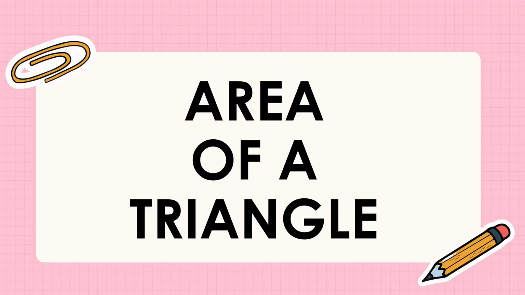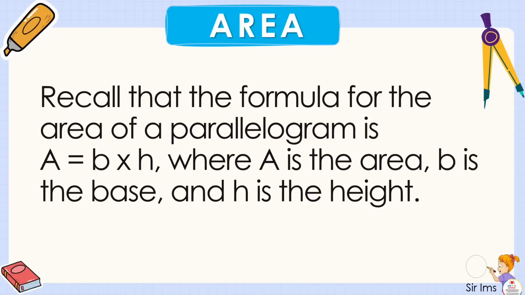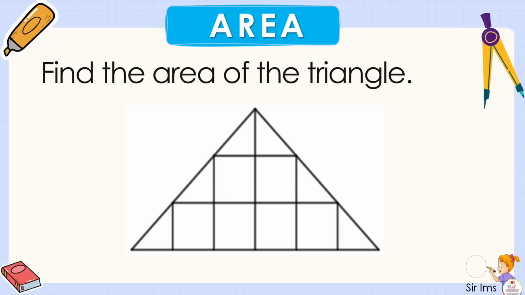Okay, so for day 3, we're going to discuss how we're going to find and solve for the area of a triangle. So let's recall the formula for the area of a parallelogram, which is area is equal to base times height, where A is the area, B is the base, and H is the height. So we have here figure 1. Can you find the area of the triangle?